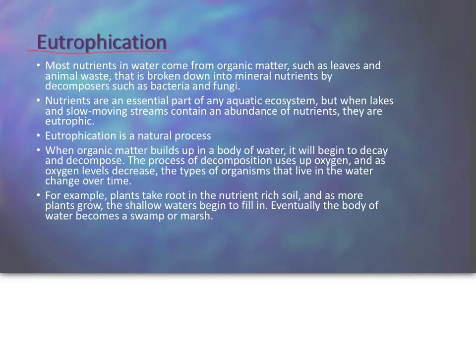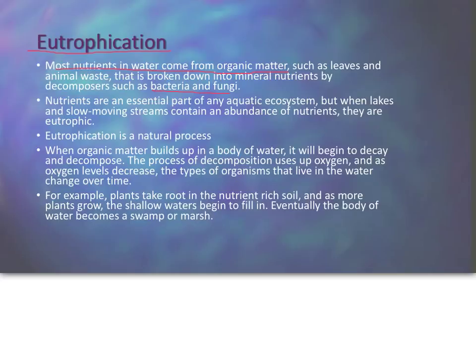Another major problem that we end up with is something called eutrophication. And what eutrophication is, it is again dealing with the nutrients. So nutrients in water tend to come from organic matter, all right? Decomposing leaves, decomposing animal waste get broken down into the minerals that make them up. And bacteria and fungi do this, and they do it really well.